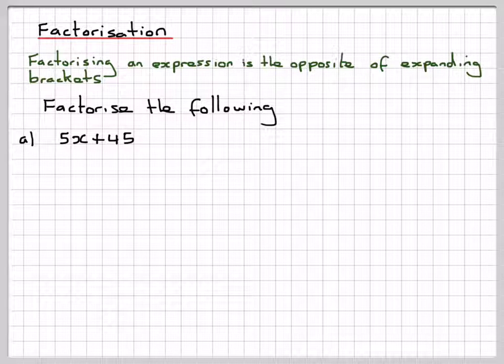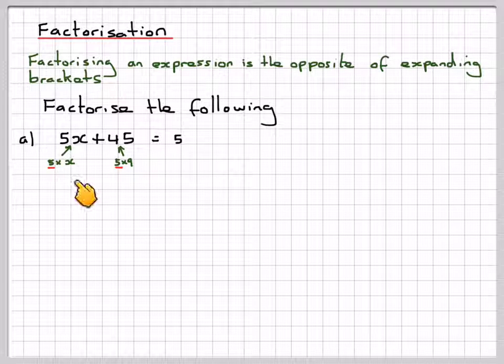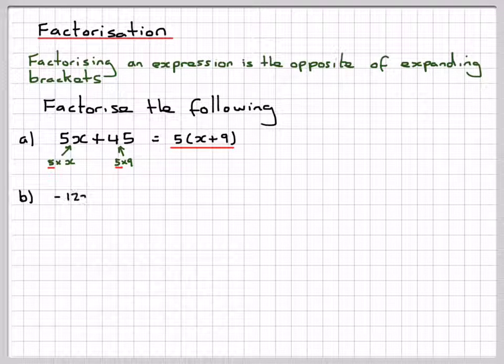What I've got to look at is that 5x is written as 5 times x. Now, can 45 be split up into any factors, any common factors? Well, 45 is actually 5 times 9. So if I underline the 5s and then put that at the beginning, what have I got left? I've got x plus 9. So in the bracket I write x plus 9.